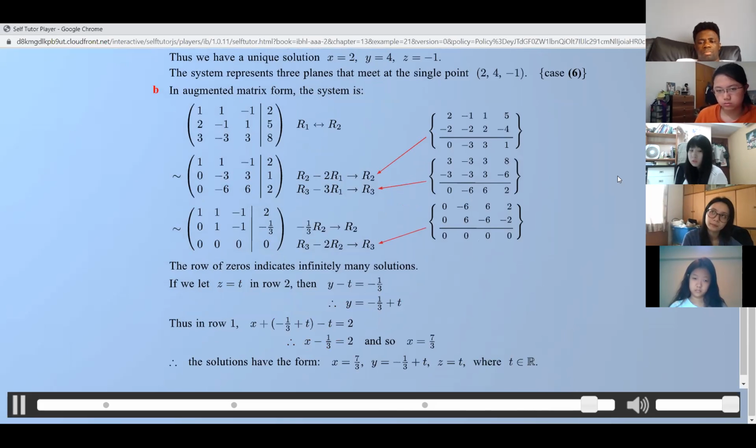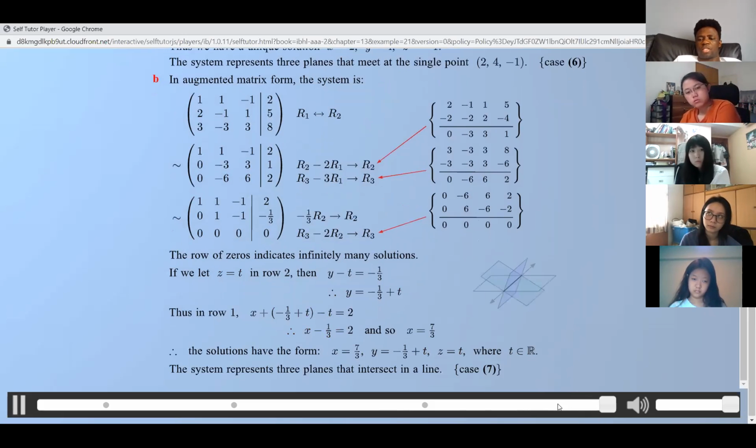From the original equations, we can see the normal vectors are different for each plane, and none is a scalar multiple of another. So, no two planes can be coincident. We therefore conclude that we have three distinct planes that intersect in a line. Does that last part make sense?